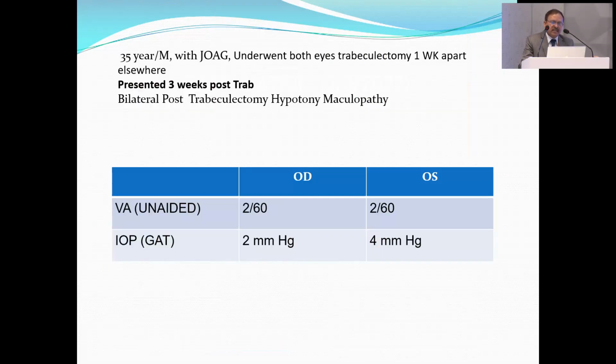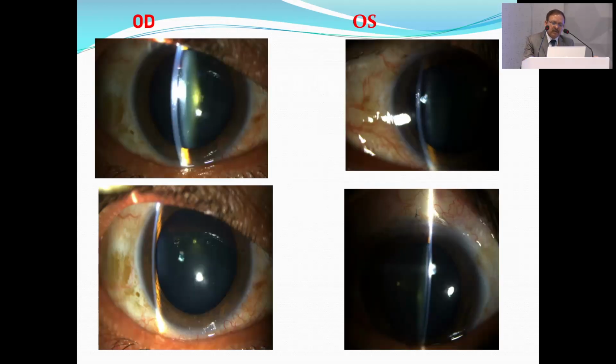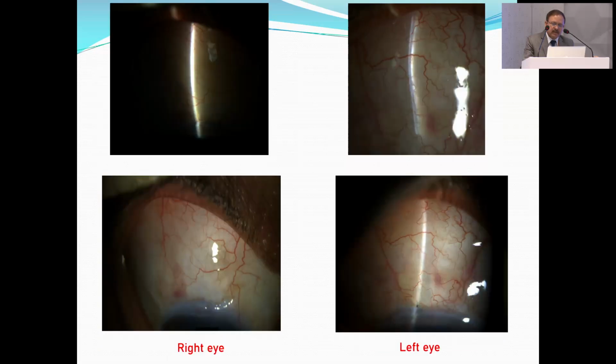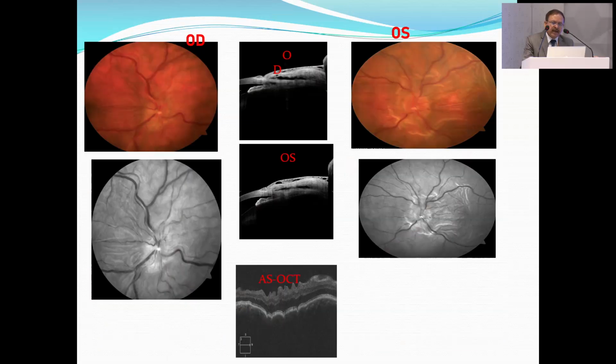This second case was of juvenile open-angle glaucoma. The patient had trab in both eyes 1 week apart. So one lesson is, if one eye's bleb has not settled, wait for the other eye. This was operated 1 week apart in both the eyes, and both eyes had hypotony, shallow AC, a large diffuse bleb, and hypotonic maculopathy with disc edema.